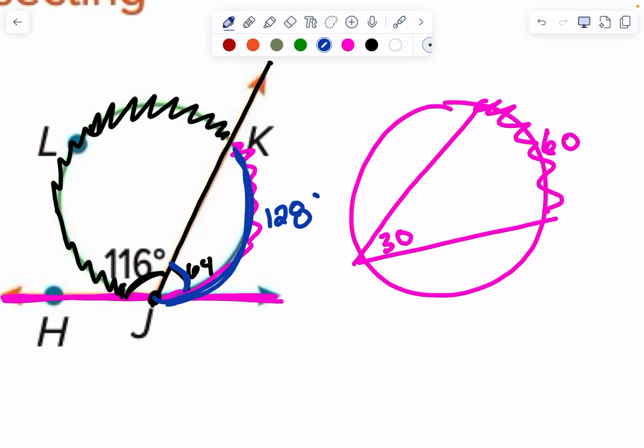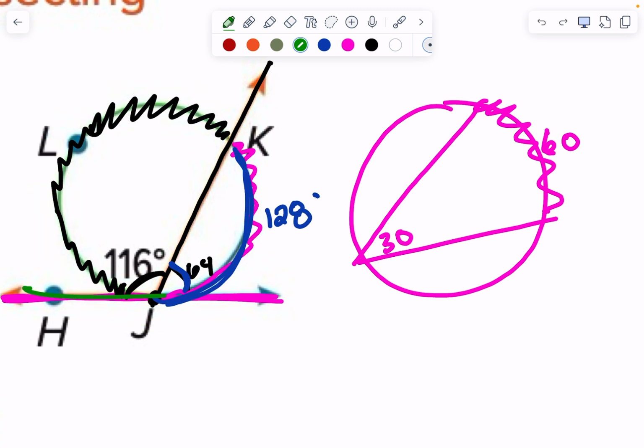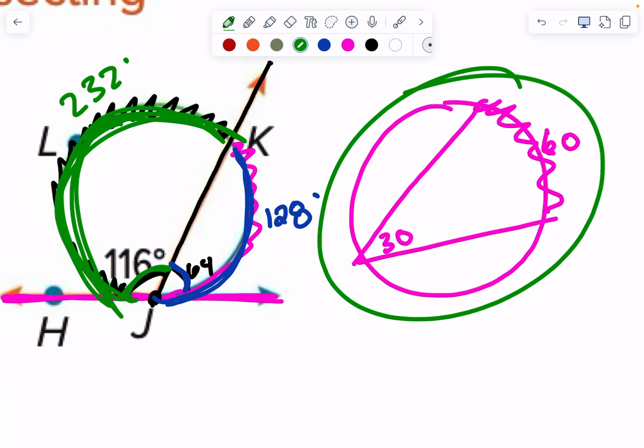128, right? Because look at this. A circle has how many degrees in it? 360. A line has how many degrees in it? Half of that, right? So if this is 64, that's 128. If this is 116, what's this one? 232, right? It's similar to how we have it over here. It's all the way across the circle, so that arc is going to be twice what the angle is, right?